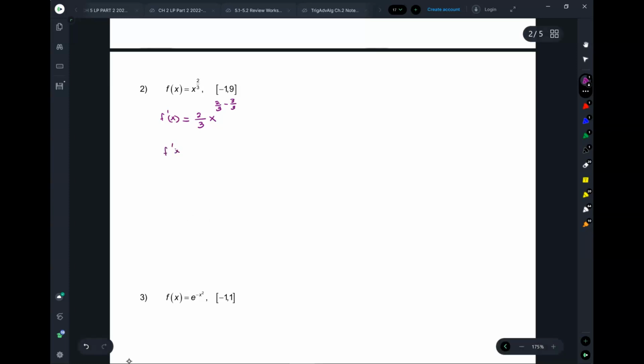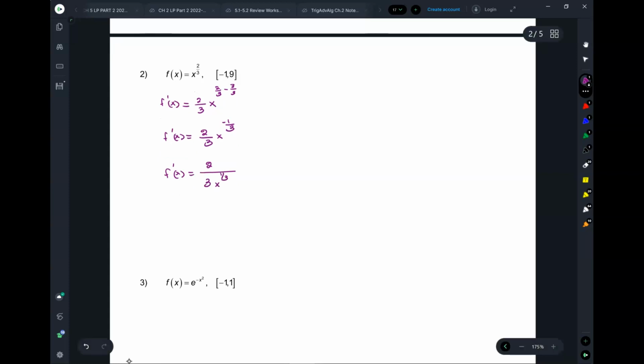So f prime of x is 2 over 3 x, and Sophie says this is negative 1/3. Then it goes on the bottom. So when you rewrite it, f prime of x is going to be 2 over 3 x to the 1/3. Another way to write that is this. So that's pretty much this: 3 cube root of x. That's what that is.